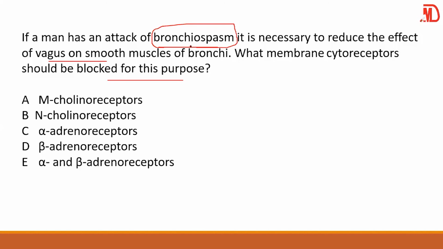Here, you give adrenomimetics or bronchodilators. And these are also known as the M cholinoreceptors. These are the things that you need to give. But over here too, they are actually referring to the vagus nerve.